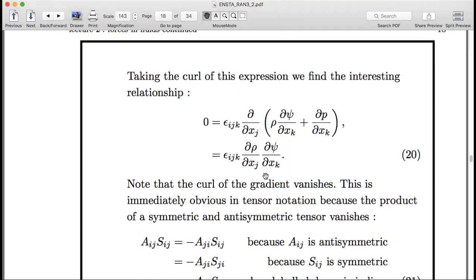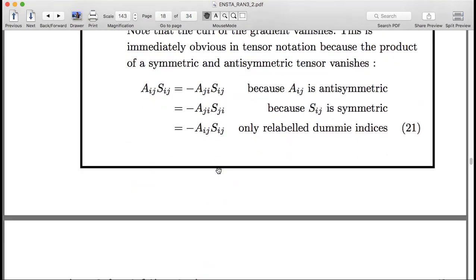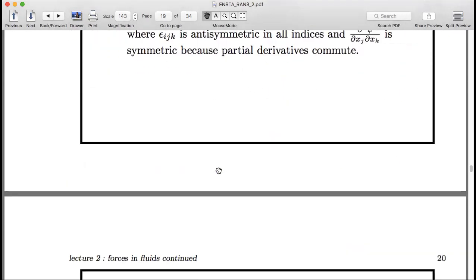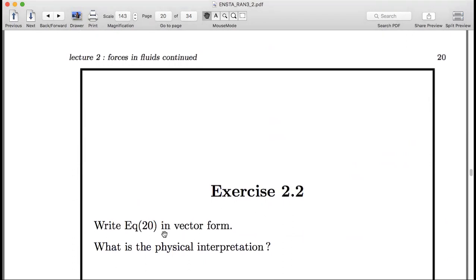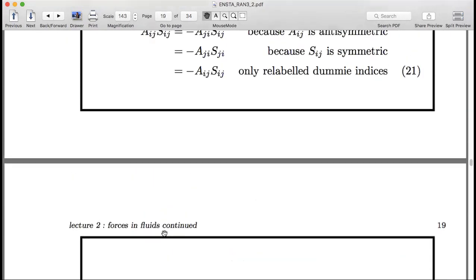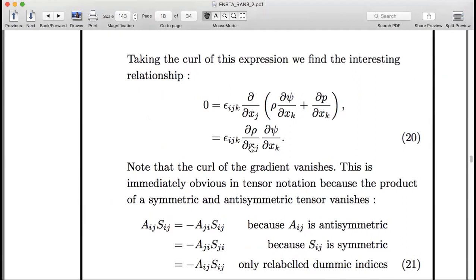Because now I have a vector here, and I have a vector here, and I have the cross product between them. And I have that equals 0. So I think it would be useful to write that in vector notation. And in fact, that was the exercise. Yeah, so let's write that in vector notation.